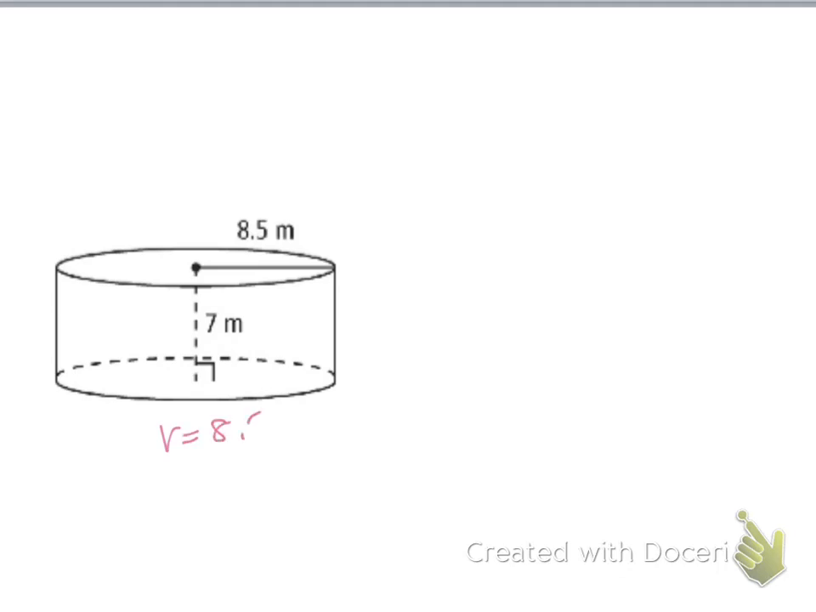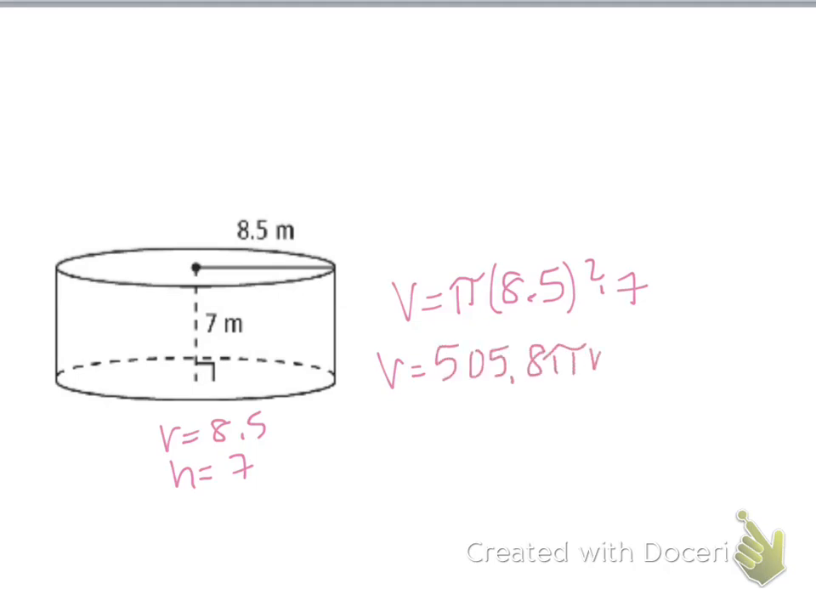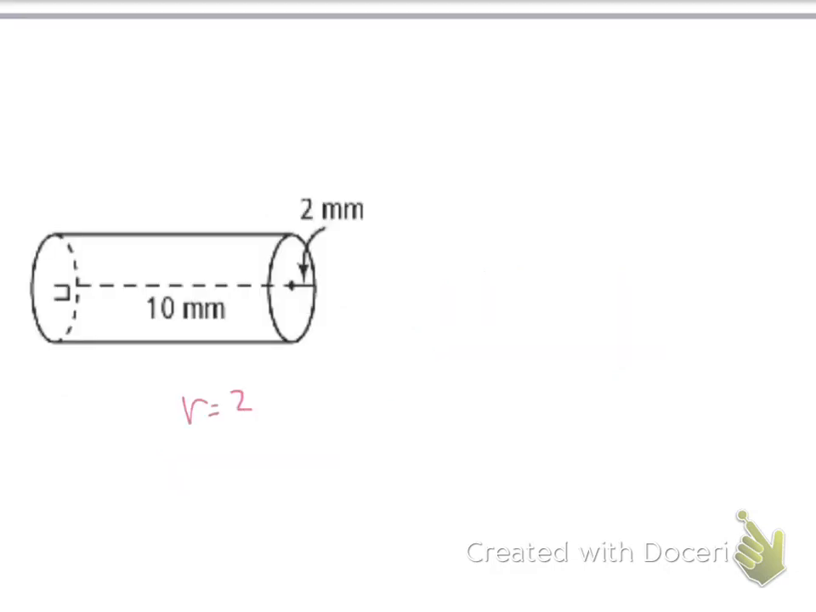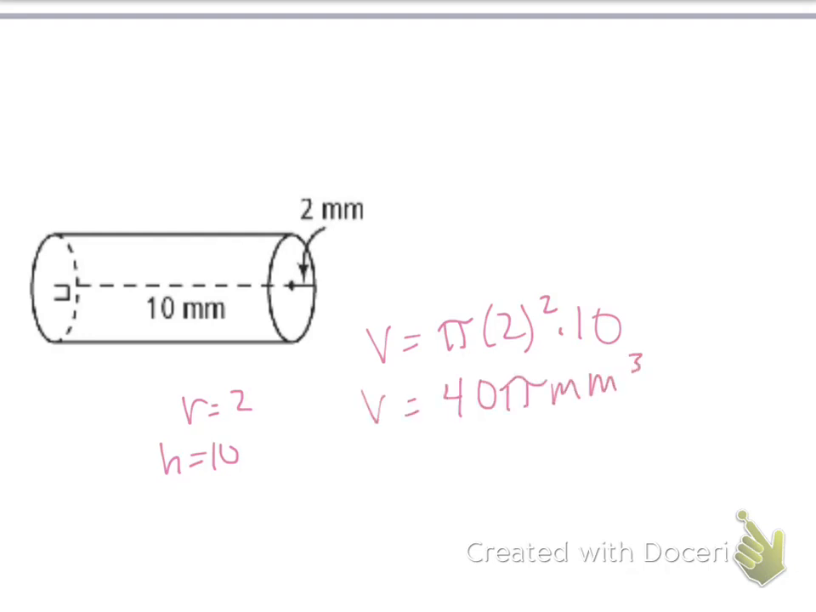R equals 8.5, H equals 7, so V equals pi times 8.5 squared times 7. So 505.8 pi meters cubed. R equals 2, H equals 10, so V equals pi times 2 squared times 10. So 40 pi millimeters cubed.